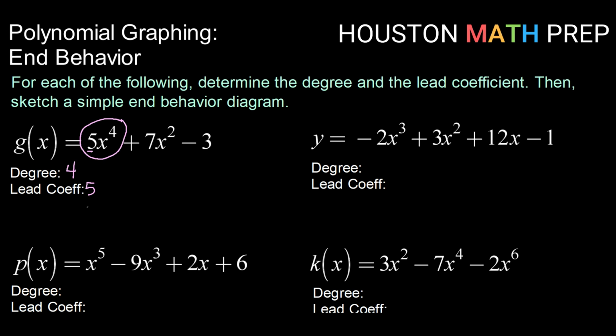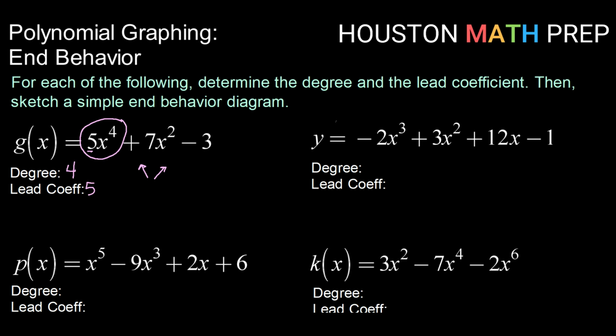Now those two pieces of information together allow us to know the end behavior of g of x. With a positive lead coefficient, that tells me that the behavior on the right is up. With degree 4, I know that even polynomials have exactly the same end behavior on both sides, so my left-hand end behavior must also be up. So my end behavior for g of x is up, up.